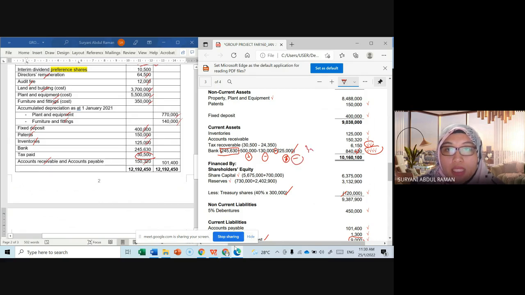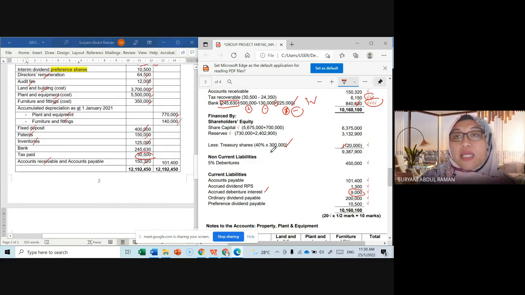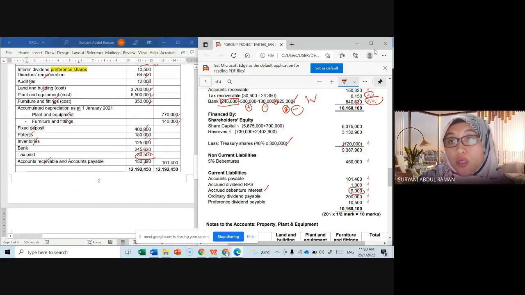You can get 3 ticks because only 1 is wrong. Someone added, you subtracted, so you get 3 ticks, even though this answer is wrong. That is why I say, please provide working. Okay, share capital, regardless of amount. If the amount is wrong, don't worry, you still get the tick here if you provide it correctly.